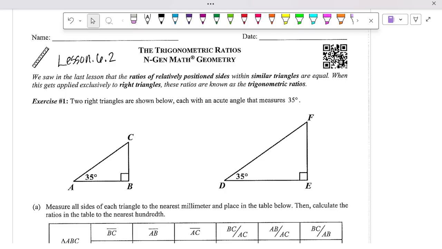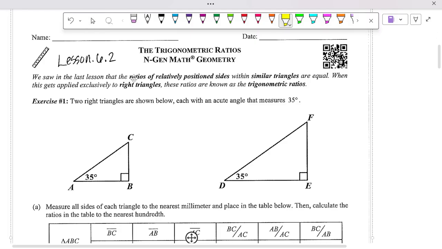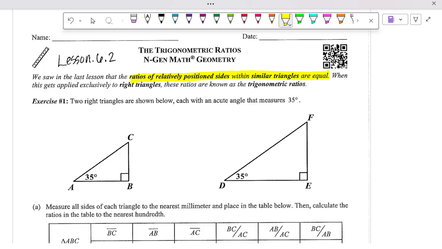Now, in the last lesson, we talked about similar triangles and how ratios of relatively positioned sides within similar triangles are equal. So that's why we started with similar triangles on Monday, because it does relate to trigonometric ratios. Now, when this gets applied exclusively to right triangles, these ratios now become what we call trigonometric ratios.